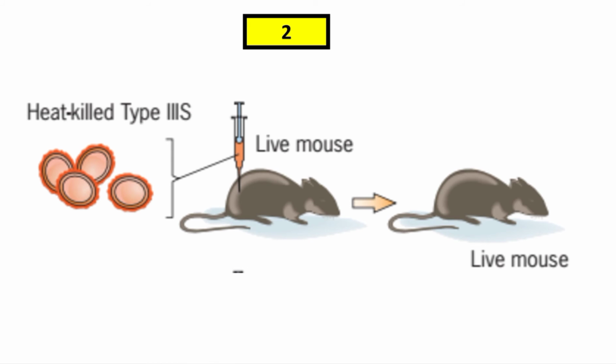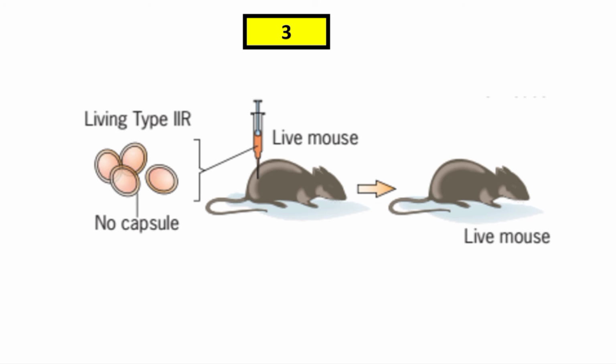Now, here in the next step, he took heat-killed type S bacteria into the syringe, injected it into the live mouse, and the mouse remained alive. It didn't die because we have already killed S bacteria. So it was not able to cause infection.